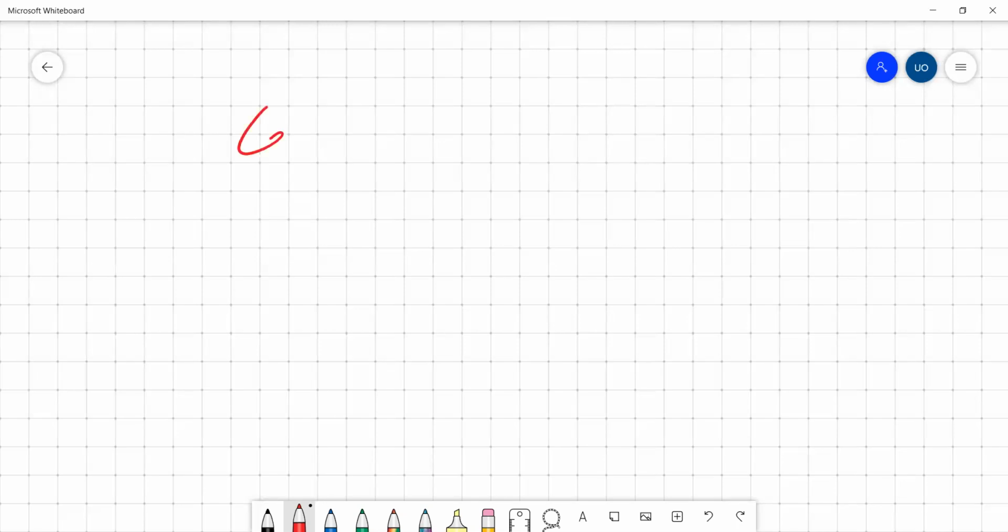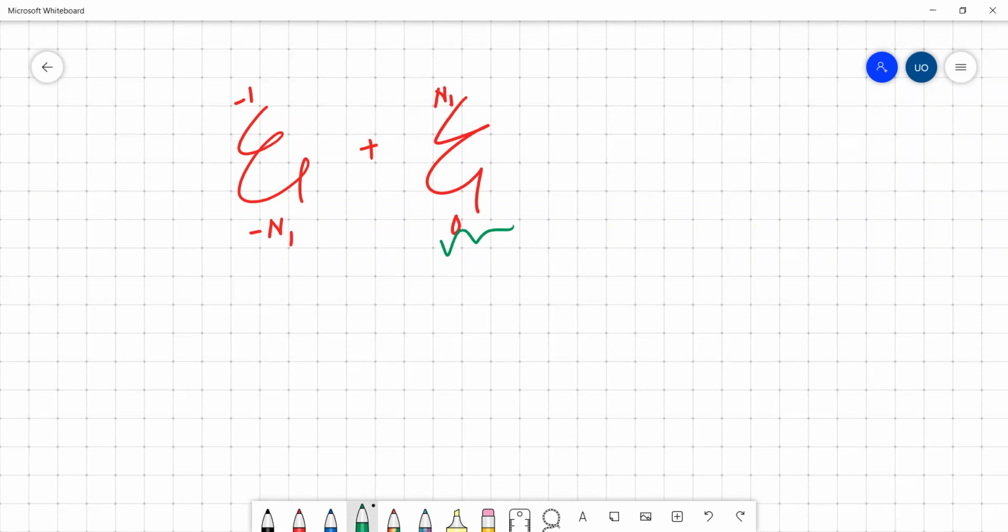So the first sum is actually from minus n1 to minus 1. Then the second one is like 0 to n1. So you can directly apply DFT for this one, because we know that this is a summation from 0 to n1. So you have n1 plus 1 terms. Keep in mind n1 plus 1 terms, not n1 terms, because including 0, the number of terms is n1 plus 1.